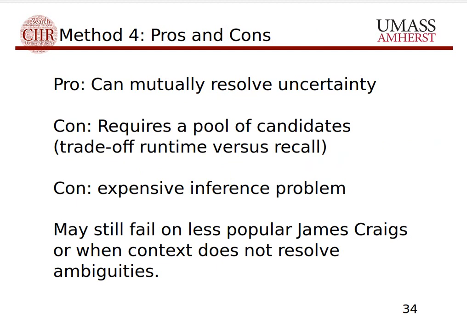The advantage of the method is that it can actually resolve mutual uncertainty. That means if we have two entities that by themselves could be confused with other entities, the fact that they're mentioned in the same context will help us resolve the ambiguity. A downside is that it requires a pool of candidates, and here we have to trade off runtime versus recall, because it can turn into a very expensive inference problem if we have many mentions and deep pools. It may also still fail on the less popular James Craigs or when the context does not resolve ambiguities.